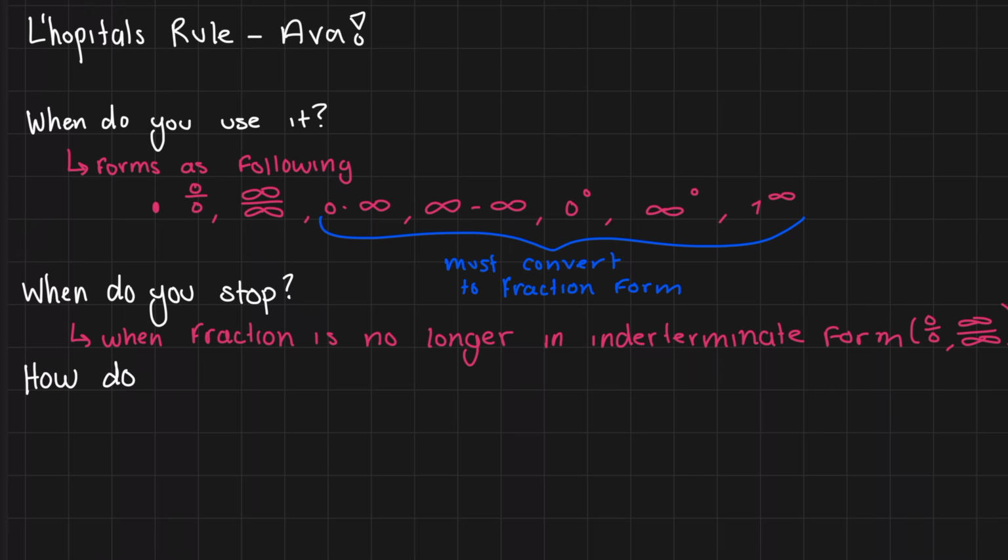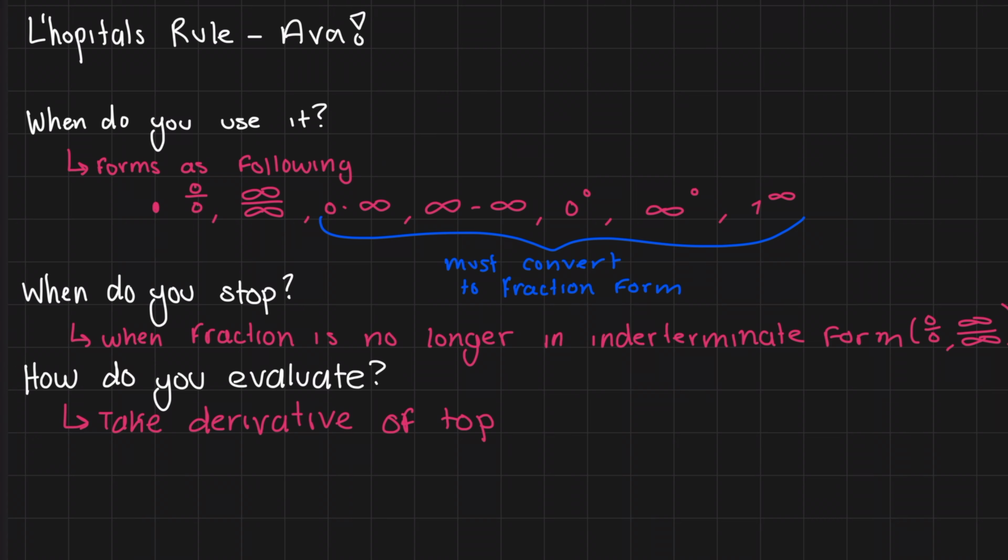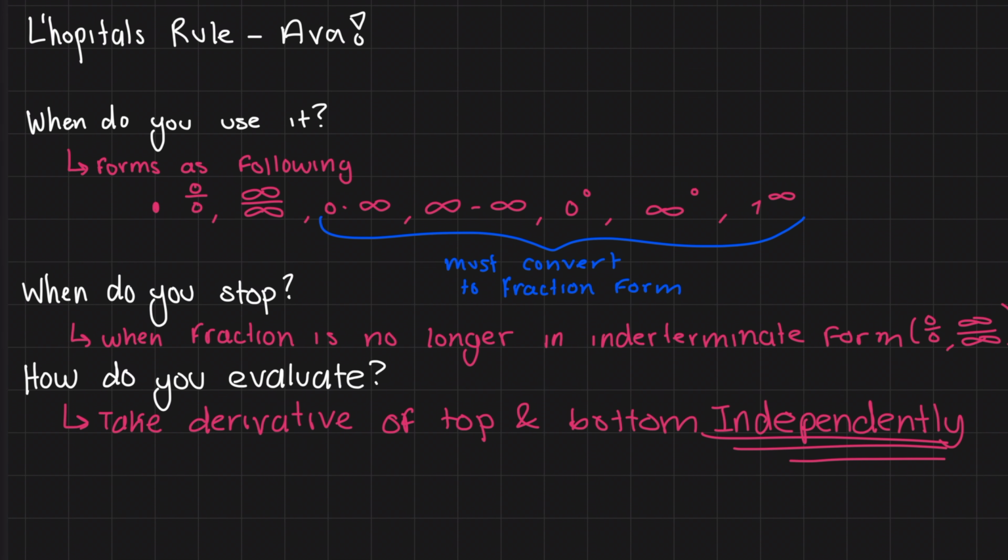So now we're just going to go over how you actually evaluate it. So evaluating using L'Hopital's rule, all that means is that you take the derivative of the top and the bottom, but make sure you're doing it independently. You're not using quotient rule when you're taking the derivative. You're literally just treating the top as one piece and the bottom as one piece.